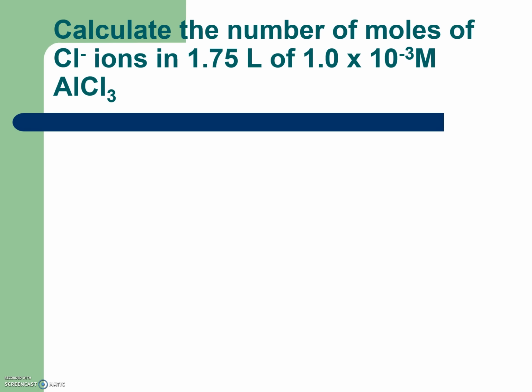Calculate the number of moles of Cl- ions in 1.75 liters of 1 times 10 to the negative third molar AlCl3. Again, this would be a great one for you to pause and see if you can do it on your own. It's going to be a little bit different from the last one. Okay, did you pause? Let's see. So we have AlCl3, which is going to break apart into Al+3 and 3 Cl-.